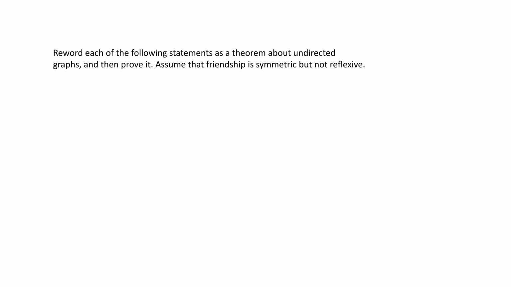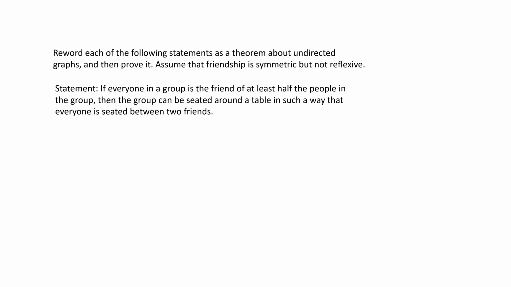Okay. So what is the statement which we need to reword? The statement is this: if everyone in a group is the friend of at least half the people in the group, then the group can be seated around a table in such a way that everyone is seated between two friends.